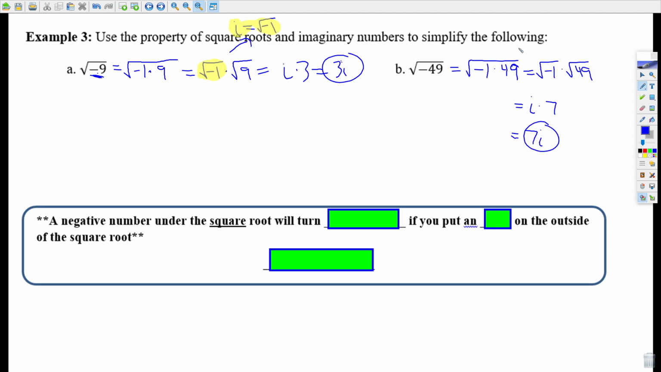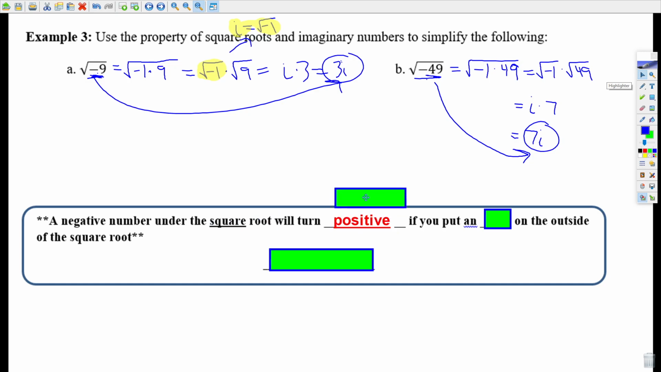Now, realistically, I don't want to do this every single time. I want you to understand where it comes from, the pattern, but I would really like to just look at this and somehow just get this answer. Same thing over here. Look at the square root of -9 and be like, okay, it's just 3i. So what's the trick to it? A negative number under the square root will turn positive basically if you put an i on the outside of the square root.